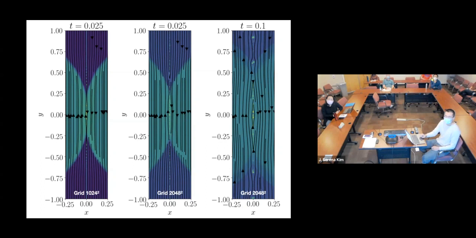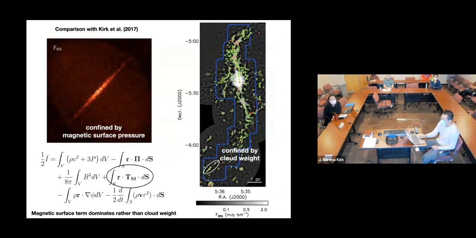So then in reality, if you go to a really high resolution simulation, maybe you can form very dense gas. So that's another thing to explore. So with this knowledge, it's interesting to compare again with another observational feature, which we apply to analyze.